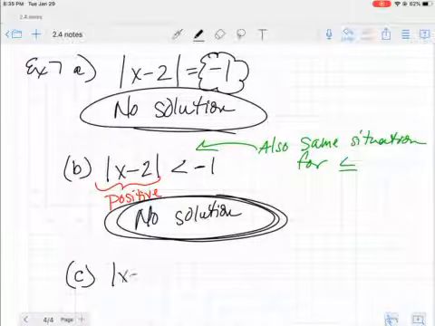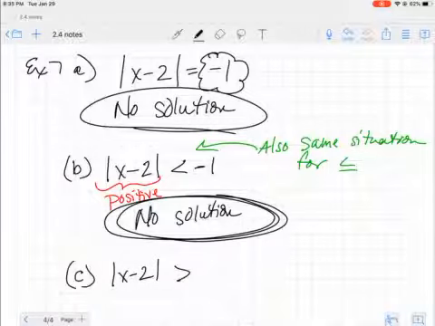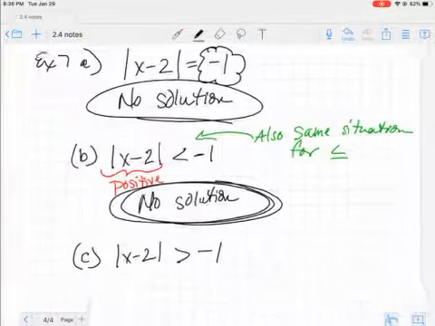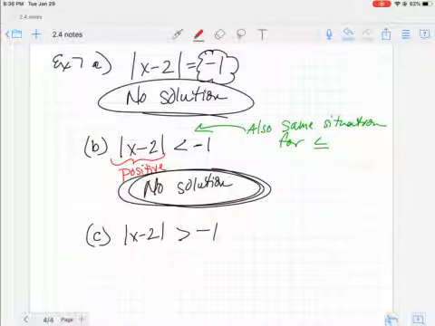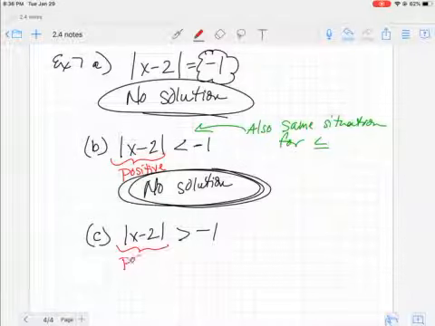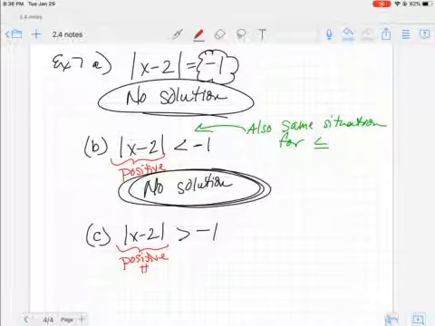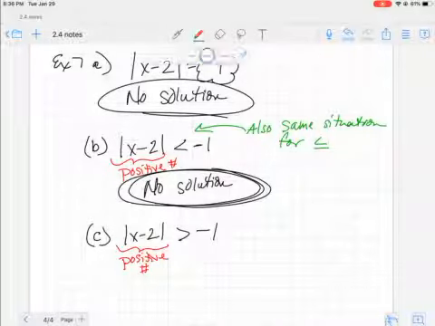Let's try the third case scenario. Is greater than -1. So what was that rationale again? This was positive. Will a positive number, this is a number, will a positive number be greater than a negative number? Yeah, every single time.